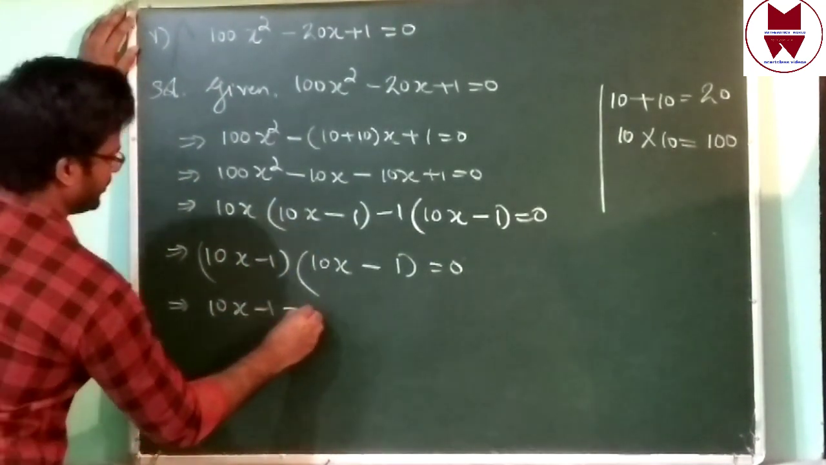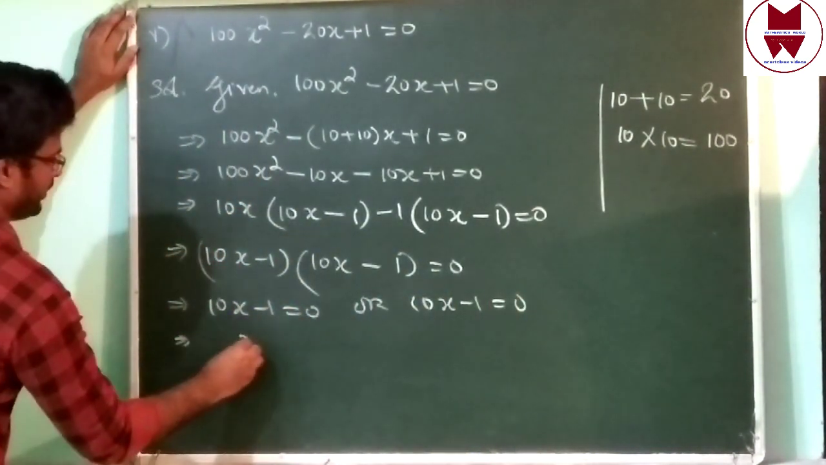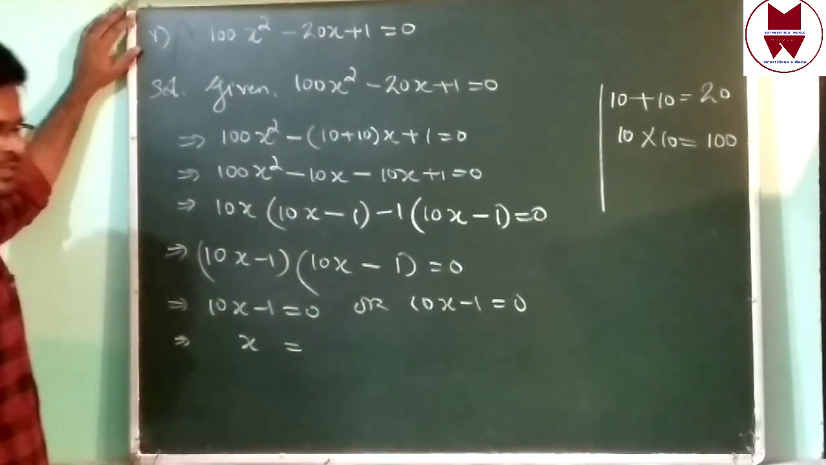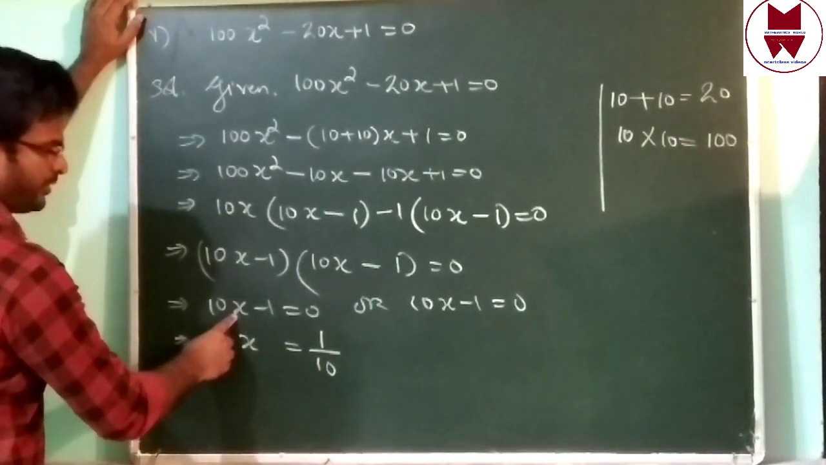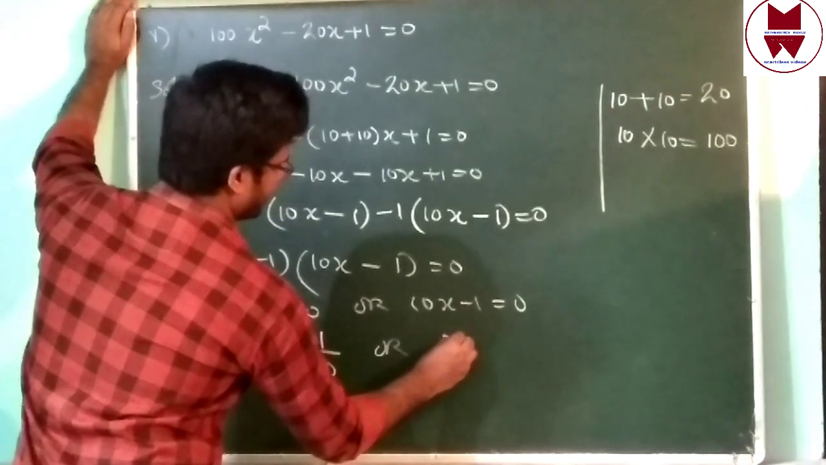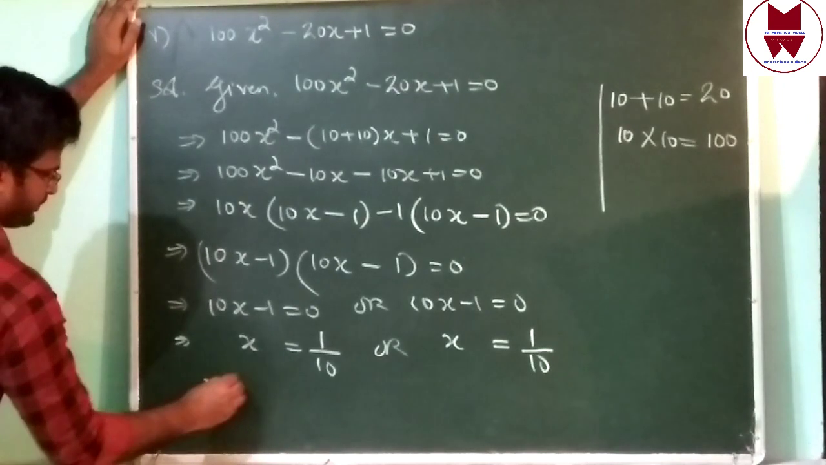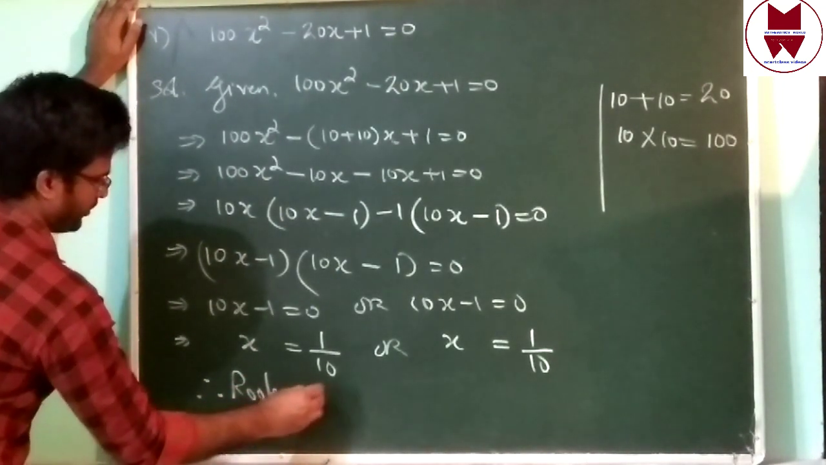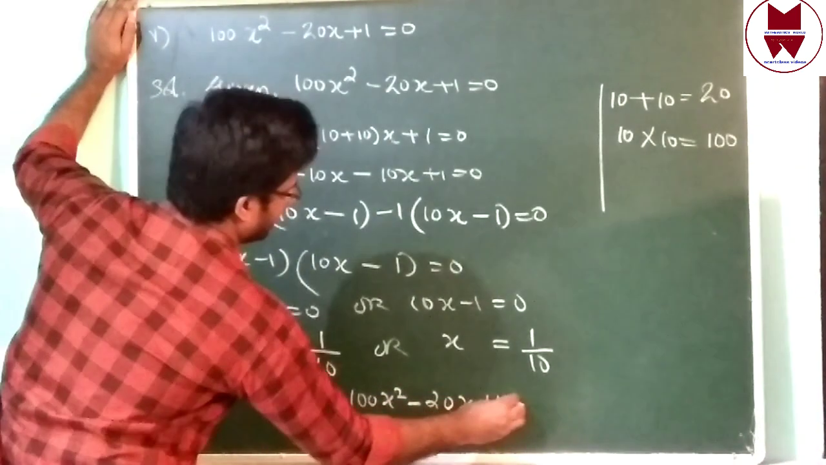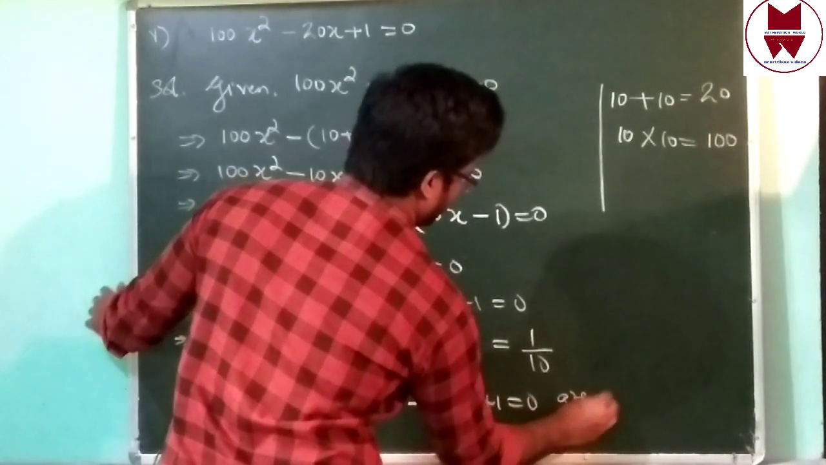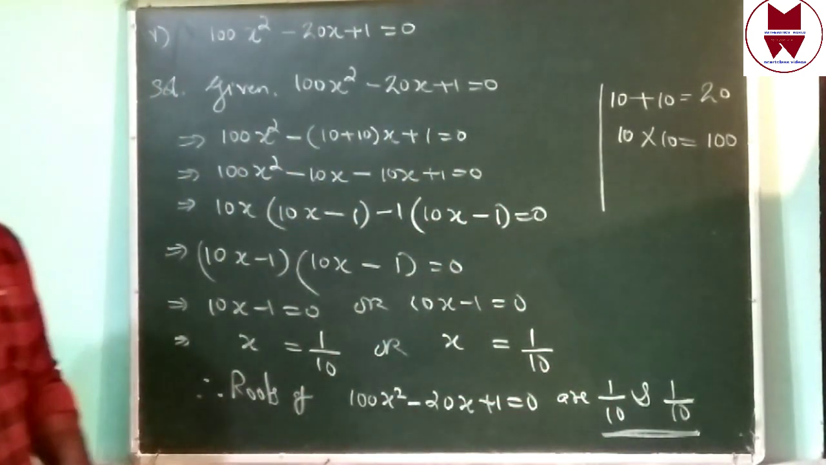10x minus 1 equal to 0, or 10x minus 1 equal to 0. X equal to this minus 1 bring to right side, that will be 1. Then 10 bring to right side, that will be divided by 10, because 10 into x, multiplication changes to division. In here also minus 1 will be plus 1, 10 becomes divided by 10. Therefore, roots of 100x square minus 20x plus 1 equal to 0 are 1 by 10 and 1 by 10. You have to write 2 times 1 by 10.